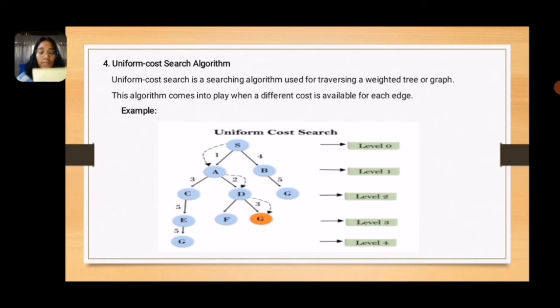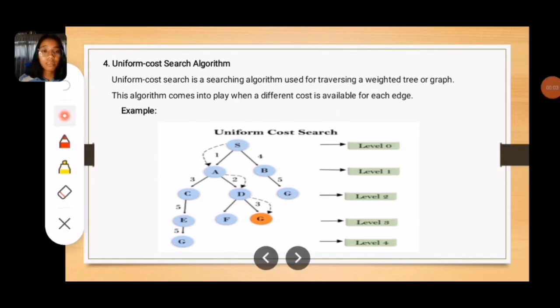And there are advantages and disadvantages of uniform cost. The advantage of uniform cost is that it is optimal, because at every state the path with the least cost is chosen. Disadvantage: it does not care about the number of steps involved in searching and is only concerned about the path cost, due to which the algorithm may get stuck in an infinite loop.